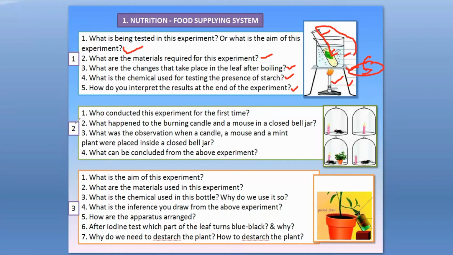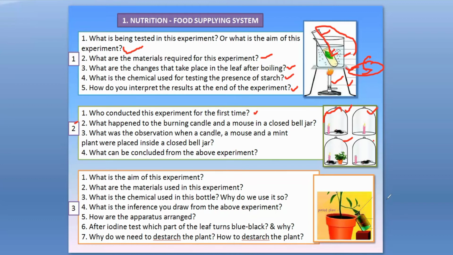Next, let us go to the second one. Who conducted this experiment for the first time? This diagram is related to the bell jar. This picture shows 4 bell jars, 4 situations, 1, 2, 3, 4. Who conducted this experiment for the first time? Joseph Priestley conducted this bell jar experiment. What happened to the burning candle and a mouse in a closed bell jar?